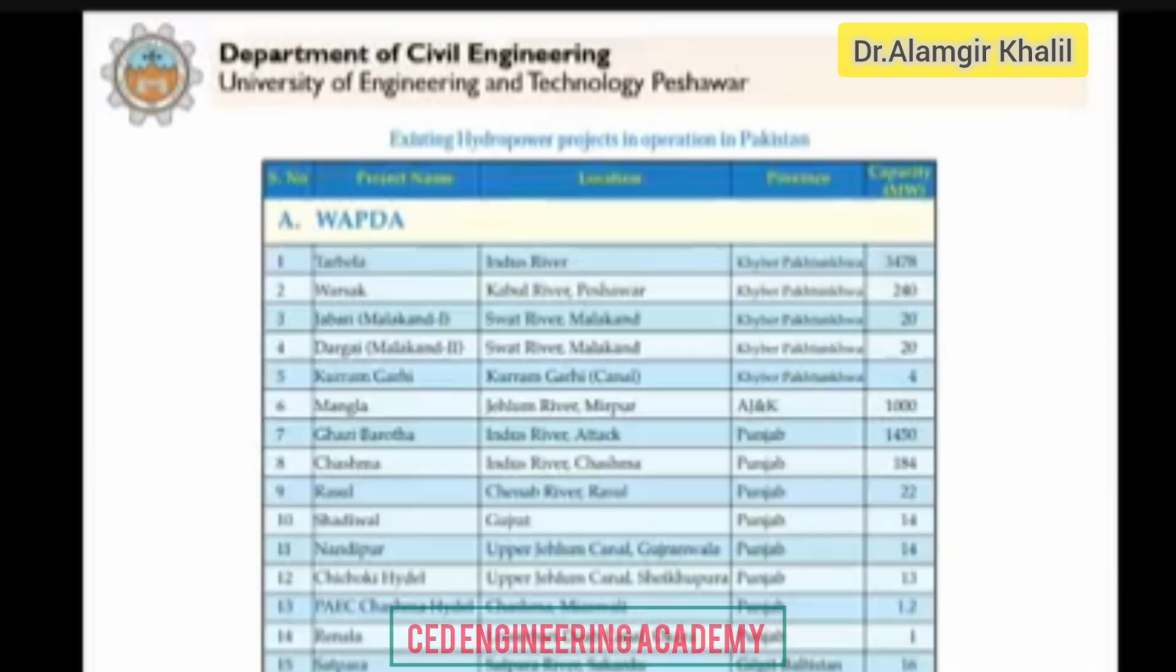According to this report here, you can study in more detail the existing hydropower projects in operation in Pakistan. So these are the existing ones. For those under development, you can find the latest information from the website. Those working under WAPDA responsibility include the Tarbela Dam, located on the Indus River. The province is Khyber Pakhtunkhwa, and the generating capacity is 3478. Similarly, the Warsak Dam is located on the Kabul River in the province of Khyber Pakhtunkhwa, and the capacity is 240 megawatt.